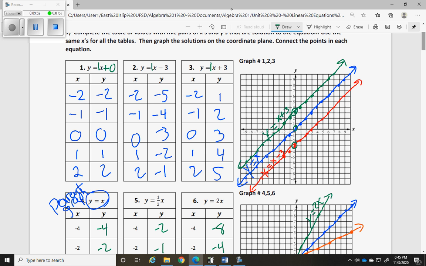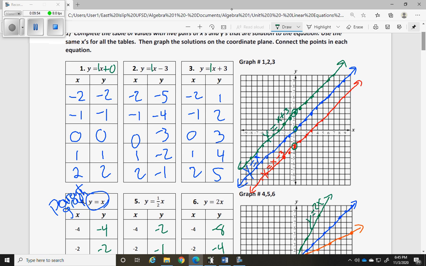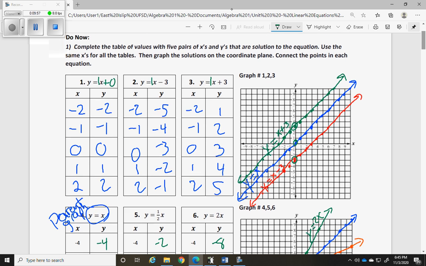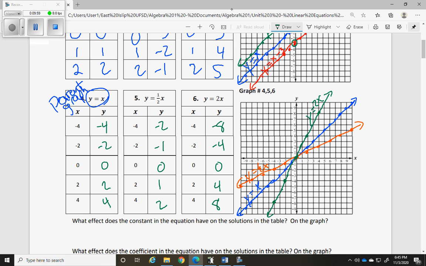And if what I'm saying is true, it would mean that it has to happen in numbers 4, 5, and 6. So let's take a look at numbers 4, 5, and 6. The coefficient here is 1. On the blue line, the slope is up 1 over 1. On number 5, the coefficient is 1/2. And on my orange line, it is up 1 over 2. And then on number 6, the coefficient is a 2, which could be written as 2 over 1. And my green line does go up 2 over 1. So the coefficient of x actually tells you the slope of the line.